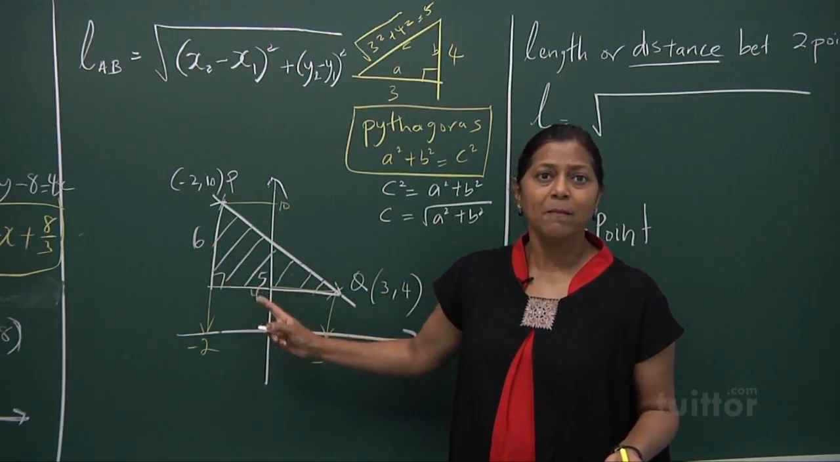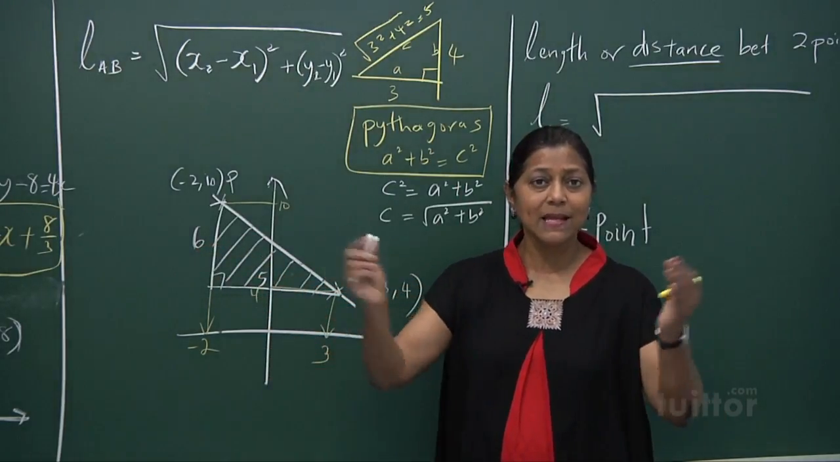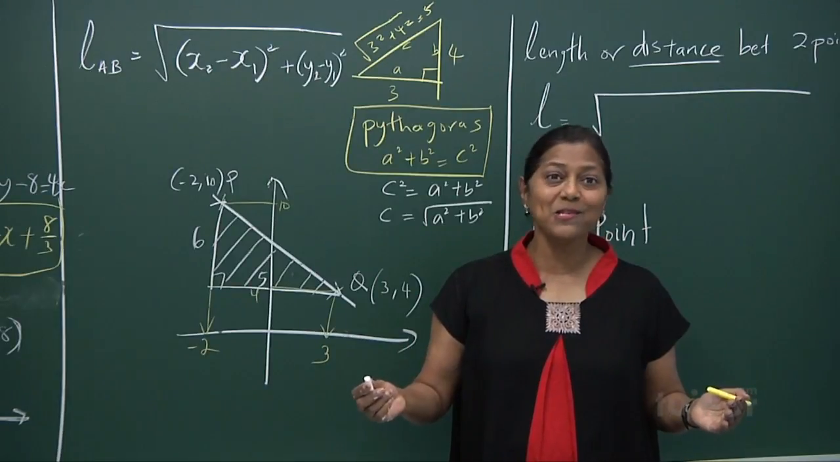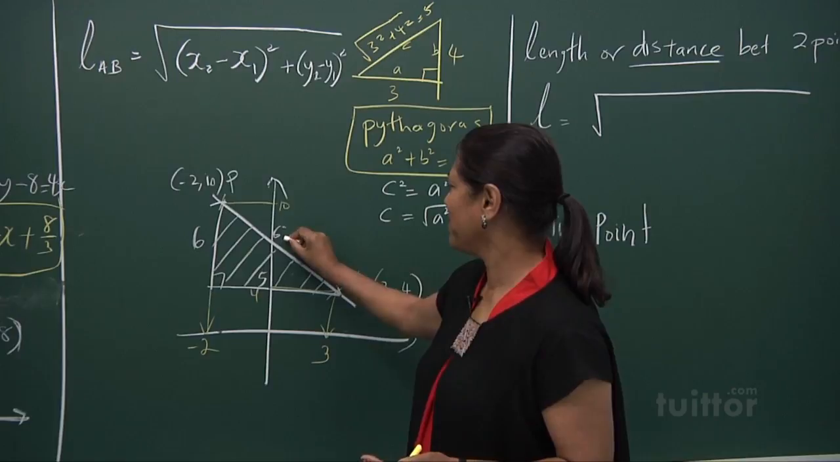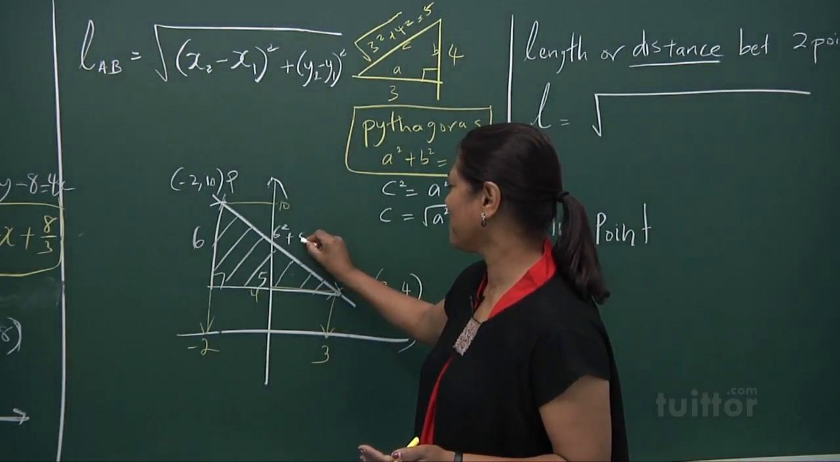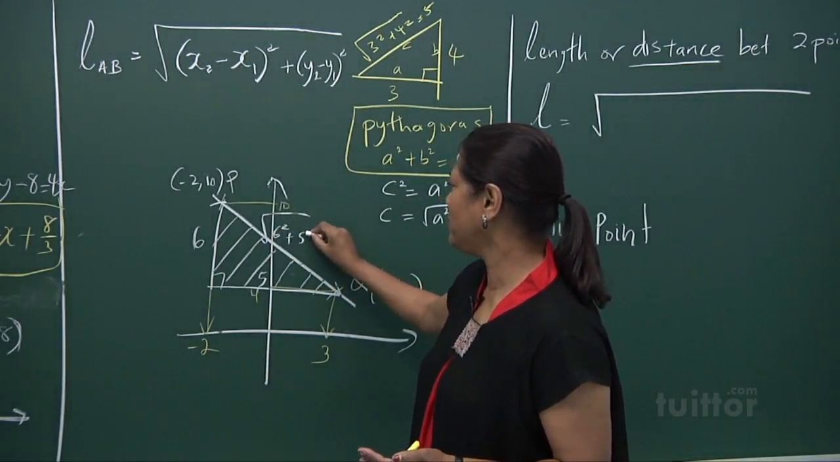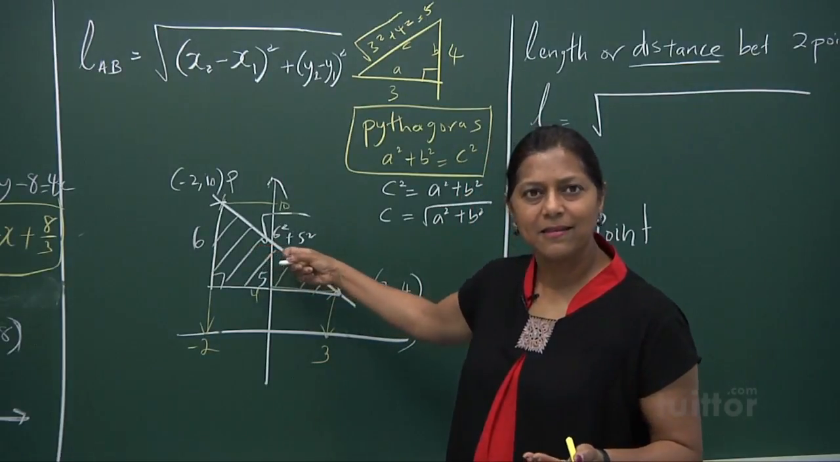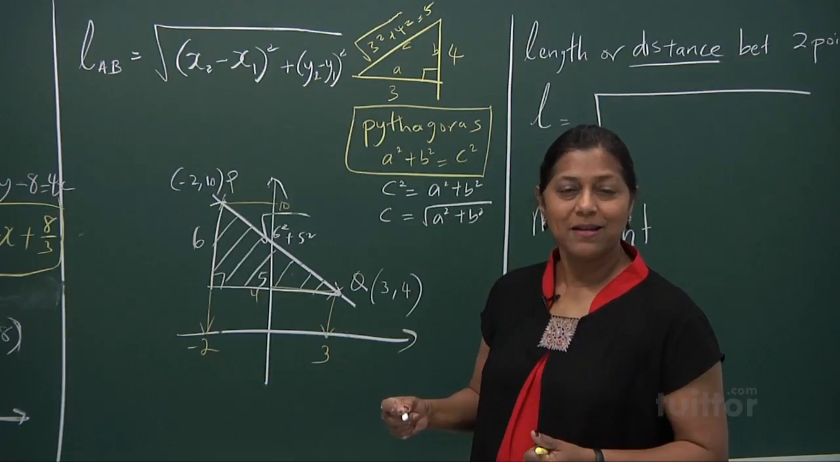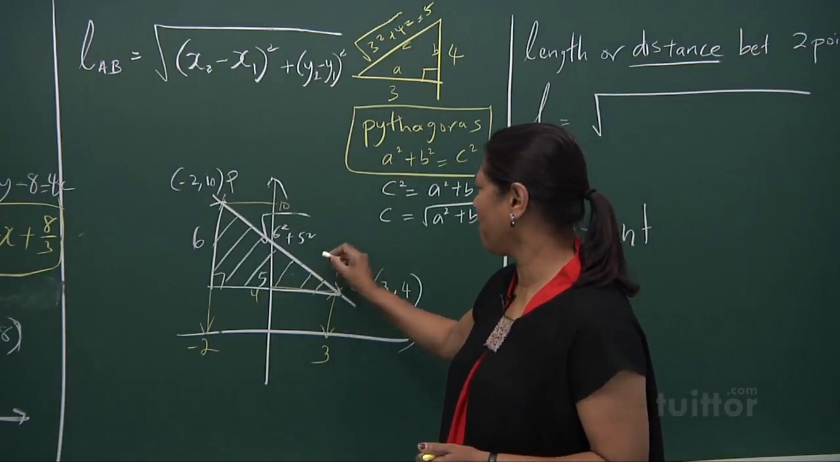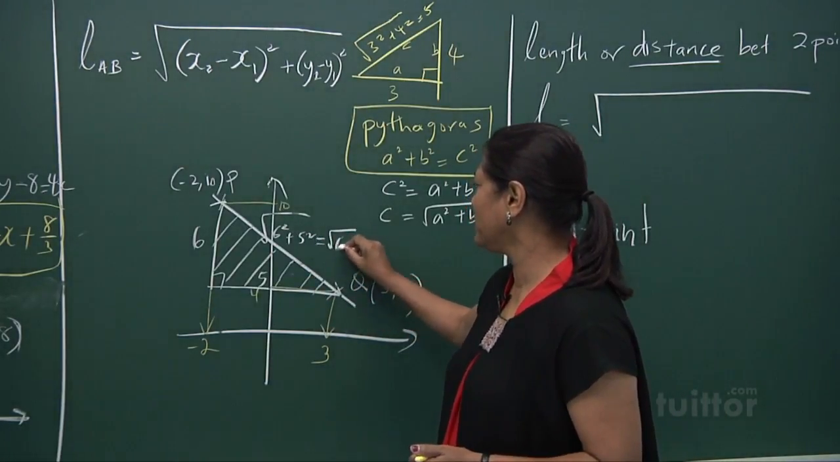6 squared plus 5 squared. Sum them up and find the square root. So you would get 6 squared plus 5 squared, square root of it, 36 plus 25, you get 61. Right, and so the length of PQ is the square root of 61.